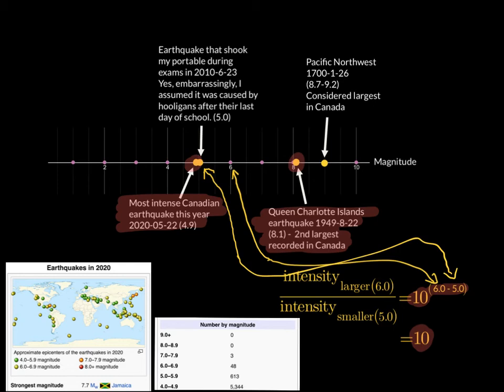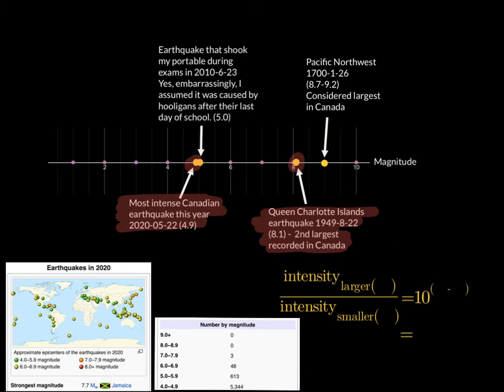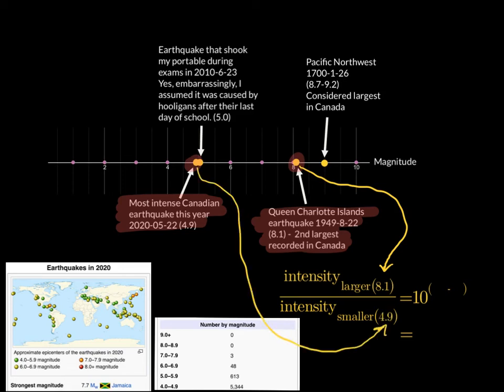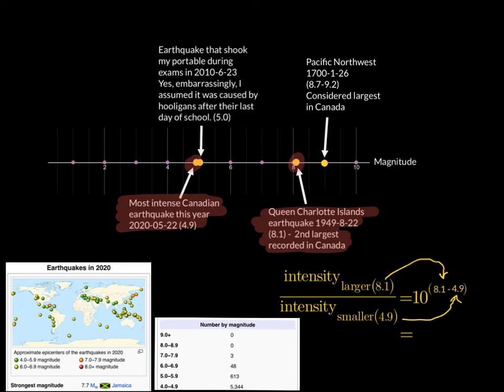All right, since the 1949 earthquake had a moment magnitude of 8.1 and the 2020 had a moment magnitude of 4.9, 8.1 is 3.2 larger. That means that the intensity of the earthquake was 10 to the power of 3.2 times the intensity of the smaller one. 10 to the power of 3.2 is approximately 1,584.9.